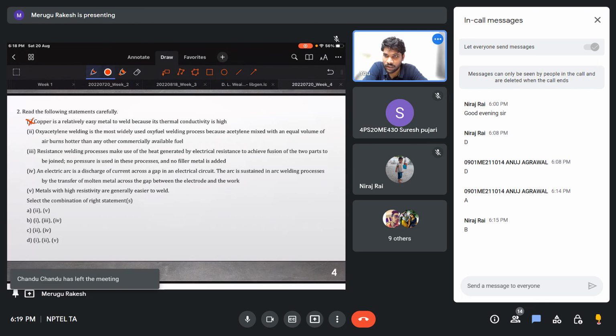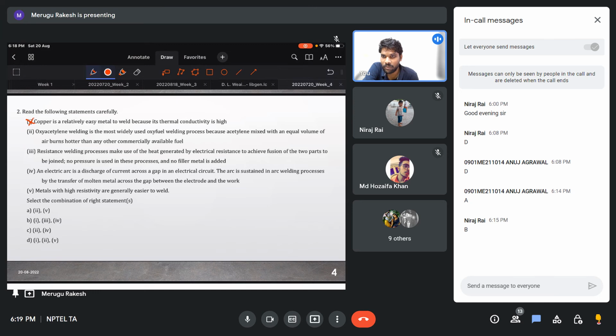The second one is a very tricky question. Oxy acetylene welding is the most widely used oxy fuel welding process because acetylene mixed with oxygen in equilibrium burns hotter than any other commercially available fuel. It looks like we didn't study at all, and don't have much clear understanding. So let us keep this away for some time and move to the next one.